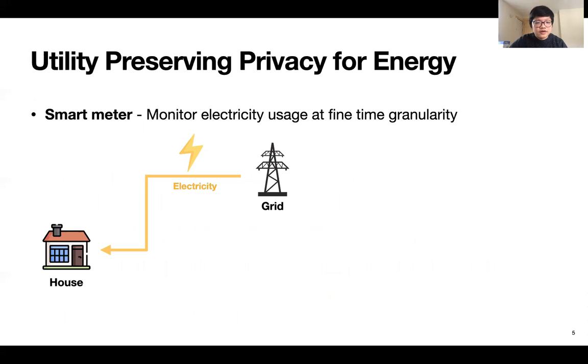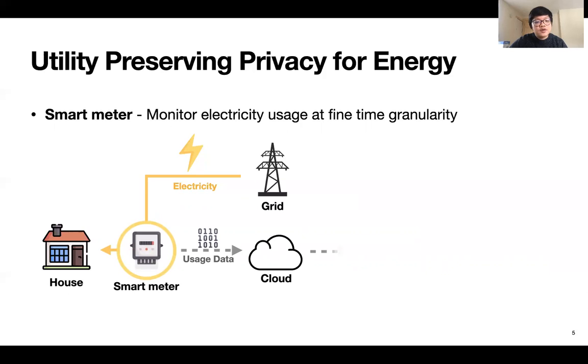Let's look at the scenario. We have a house which uses electricity from the grid. The utility company somehow needs to record how much electricity each house uses so they can charge them correctly. So they install a meter at each house, and nowadays they have a sophisticated one called smart meter, which can record electricity usage data at a fine-grained granularity, like every minute or even every second.